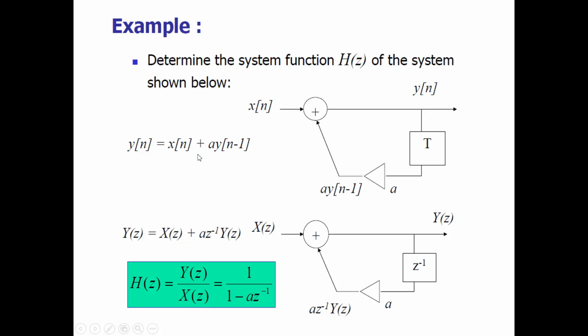If you take the z transform of this difference equation, you will get Y(z) equals X(z) plus a, because here y[n-1] is there, so you will get z to the power minus 1 Y(z), and in the difference equation it is multiplied by a, so exactly the same scaling factor a will come. Now from this equation, Y(z) by X(z), which is our transfer function H(z), will be equal to 1 over 1 minus a z to the power minus 1. All right, this is how you can get the system functions or transfer functions of various systems.